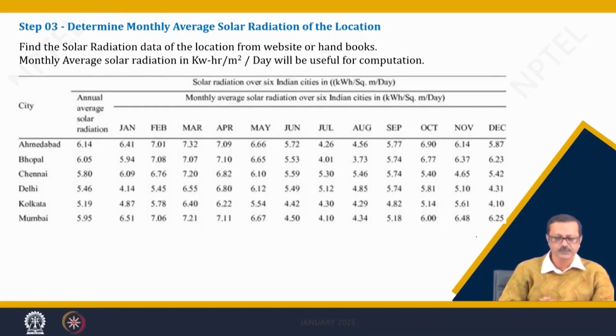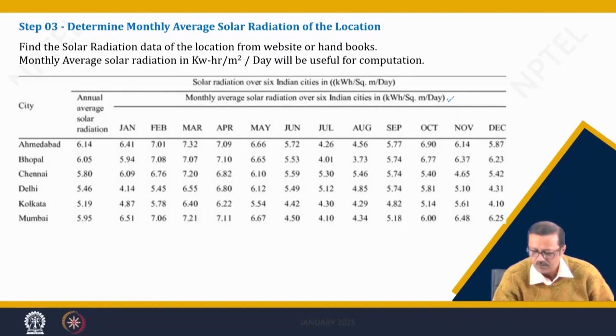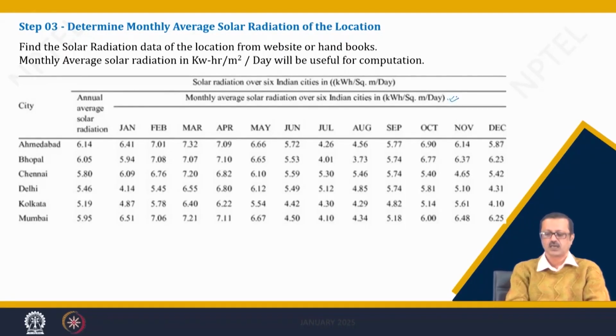This is one of the data books that gives us the yearly or monthly radiation for some of the cities in India, and this is given in kilowatt hour per square meter per day. So, per square meter per day, how much kilowatt hour of solar radiation is actually implied, that is given over here.